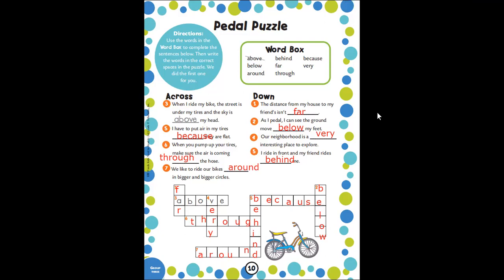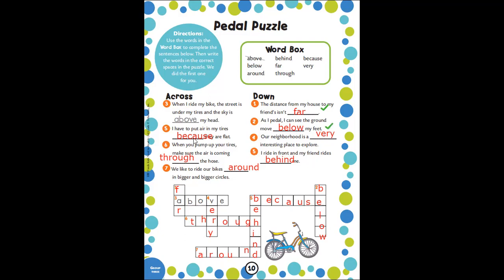Okay, now let's read your answers. Let's start with number one. Number one: Buddhist comes from my house to my prison farm. Two: I can see the ground move below my feet.